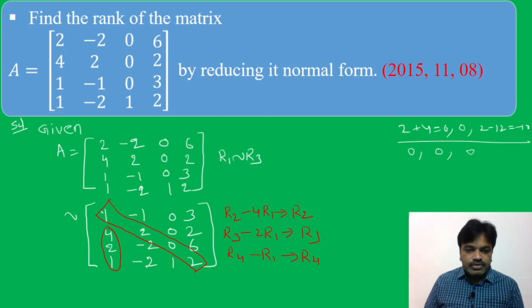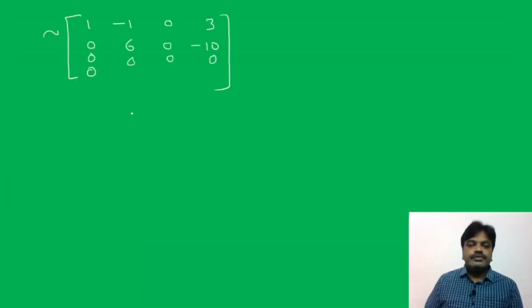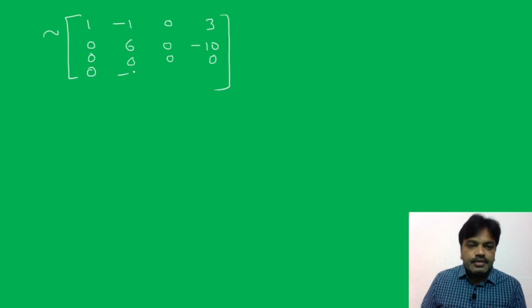Last row operation, R4 minus R1. Minus 2 plus 1 means we get minus 1, then 1 minus 0 gives 1, and 2 minus 3 we get minus 1. That means the row is minus 1 1 minus 1.